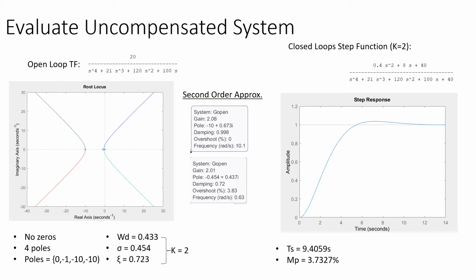At gain 2, we're going to check to see where sigma is at. Here we have a sigma at -10, and the other one at -0.454. And that is 5 sigma away from each other, which is good. That means we have our second order approximation. Now we are going to look at the closed loop step function when our gain is equal to 2. This is what the step response looks like. We can see that we have a settling time of about 9.4 seconds, and our overshoot is 3.7. And this is what we will look at to try to improve when we look at doing a PD compensator.